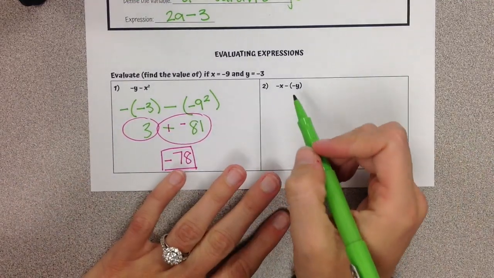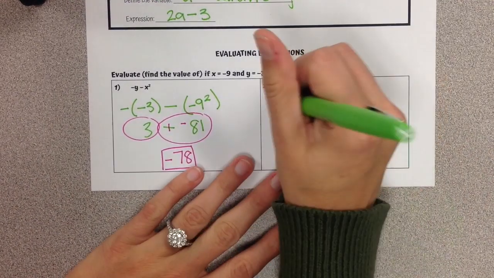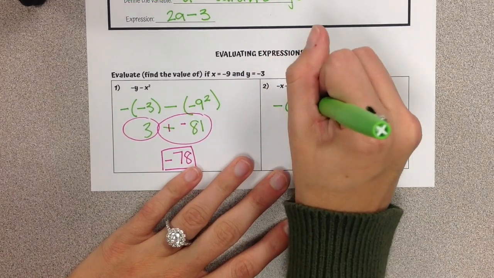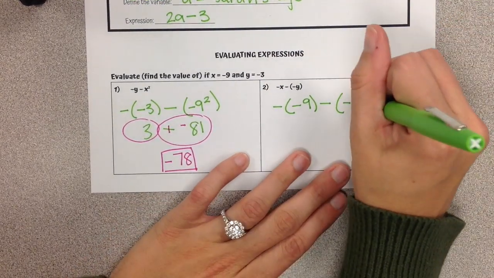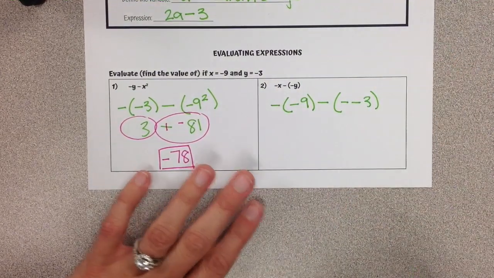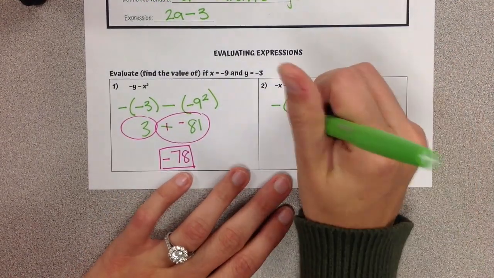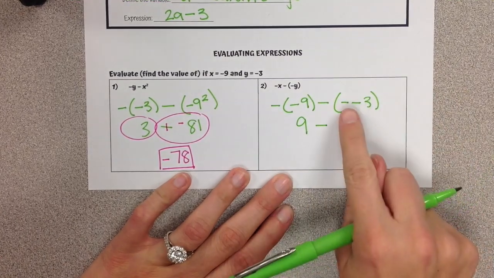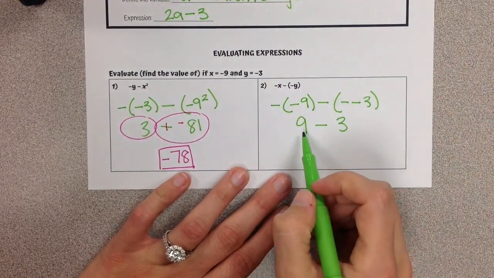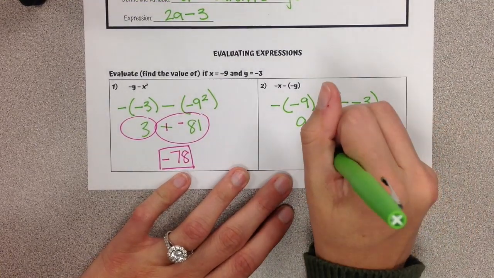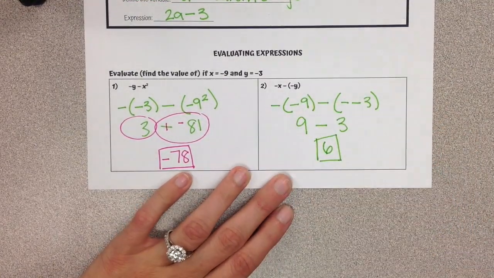All right, number 2. We're doing the opposite of x, the opposite of negative 9, minus the opposite of y, which is negative 3. Okay? So the opposite of negative 9 is positive 9, minus the opposite of negative 3, which is positive 3. So we're just doing 9 minus 3, which is 6.